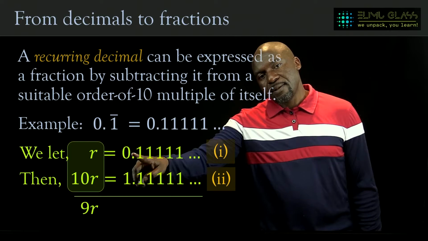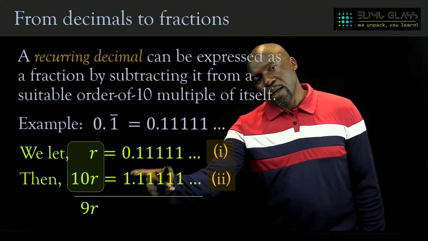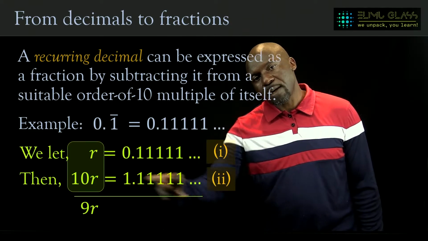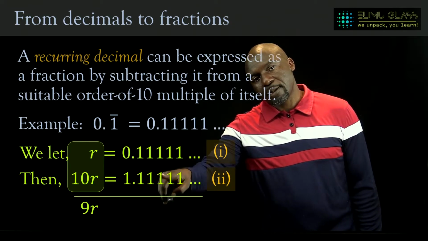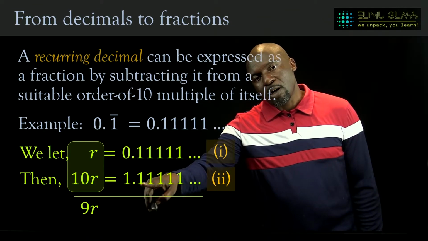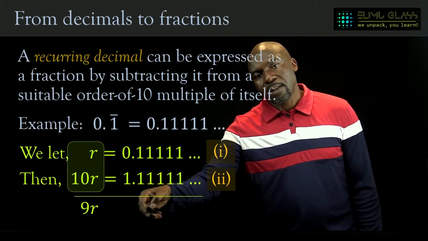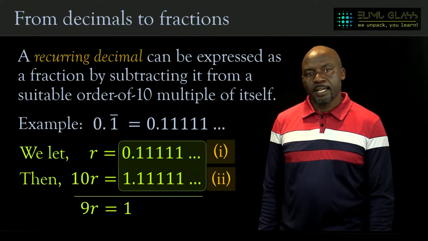1.1111 minus 0.1111, this is going to be subtracted from this, and we will be left with just 1. This will subtract that, that will subtract that, all of them will subtract one another, and we'll have 1 minus 0, so on the right hand side I'm going to get 1.